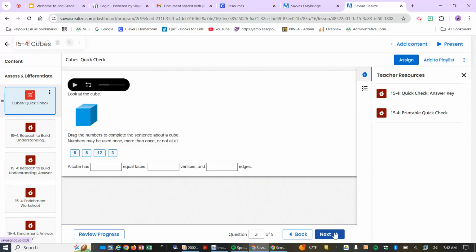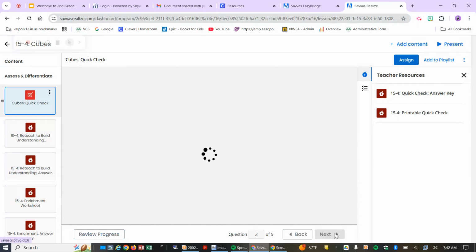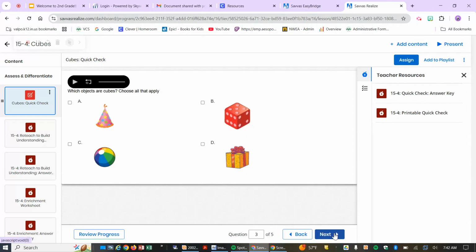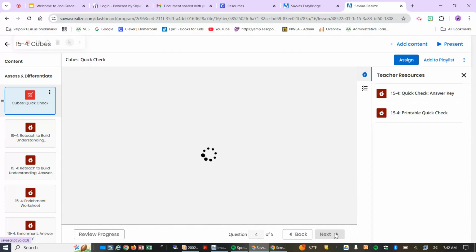Number 2, look at the cube, drag the numbers to complete the sentence. A cube has blank equal faces, this is the number of faces, blank vertices, write the number of vertices here, and blank edges. If you open your math book back up, that answer is right there for you on the page. No one should miss number 2. Which objects are cubes? Choose all that apply. That means there's more than one right answer.